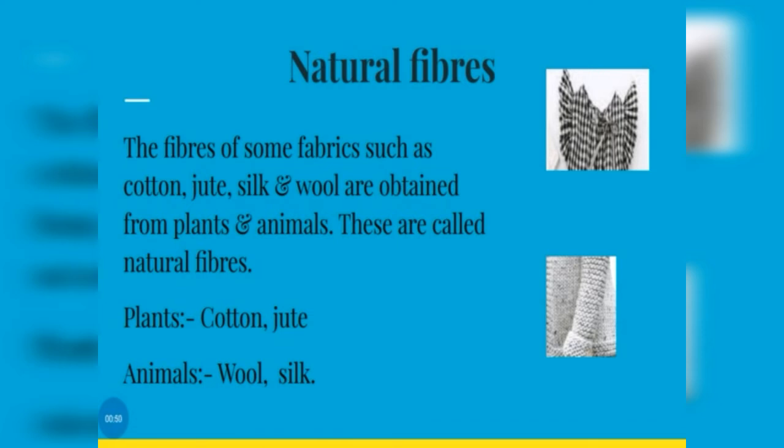Wool is obtained from the fleece of sheep or goat. It's also obtained from the hair of rabbits, yak, and camels. Silk fiber is drawn from the cocoon of silkworm.